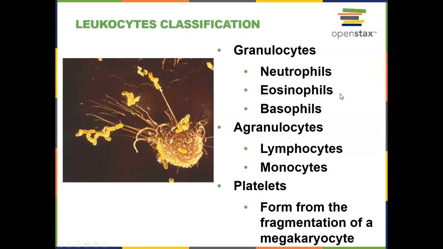So what are the white blood cells? Really, we have granulocytes and agranulocytes. I do have platelets on here, but platelets aren't really part of the white blood cells. They're a cell all of their own. So we're going to talk about them separately. Granulocytes are your phils. And so we have neutrophils, eosinophils, and basophils. They all contain large granules that you can see. Whereas agranulocytes, lymphocytes, and monocytes do not have those granules.